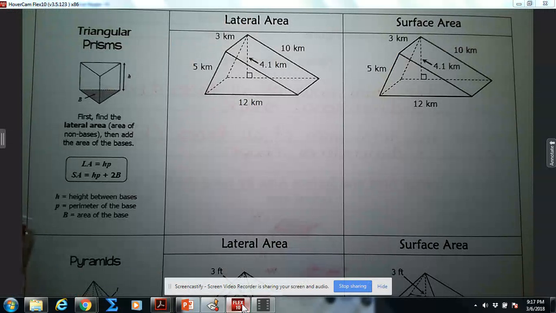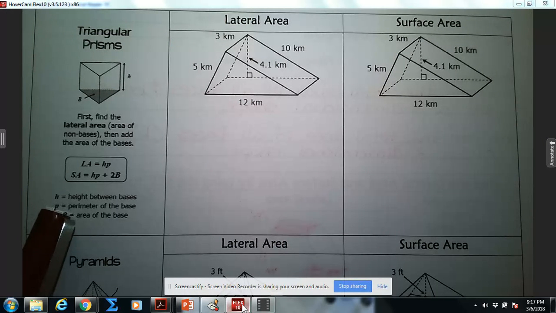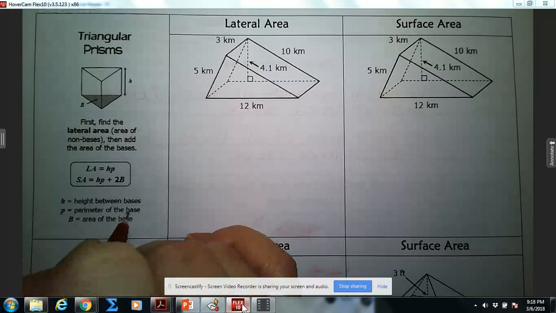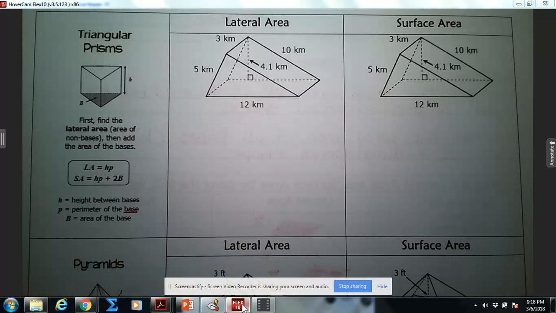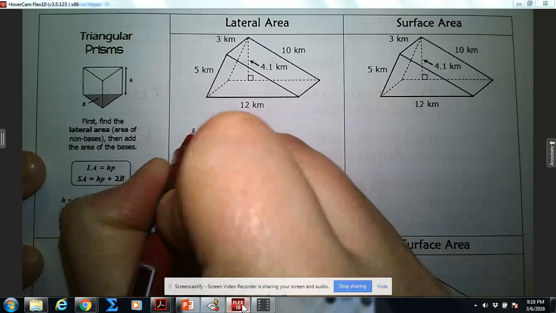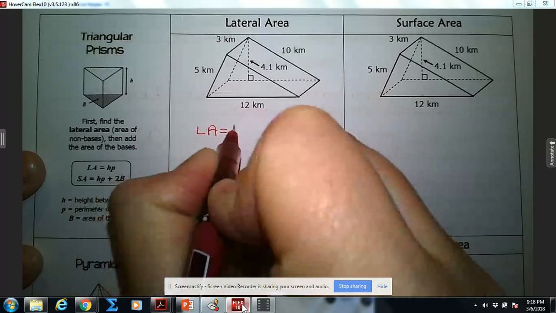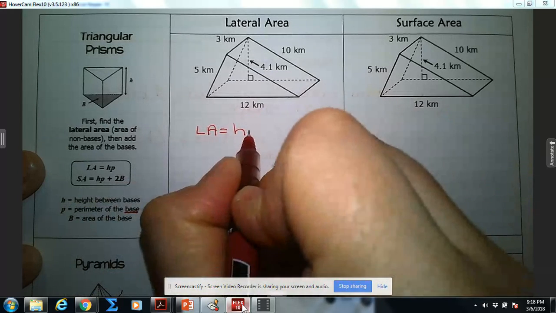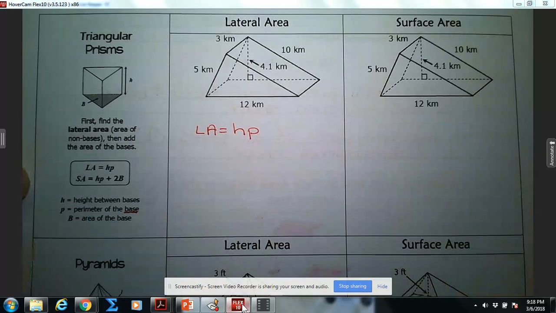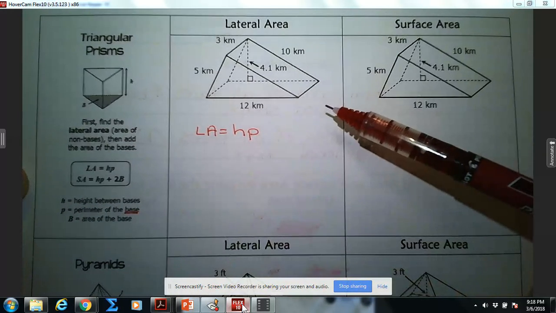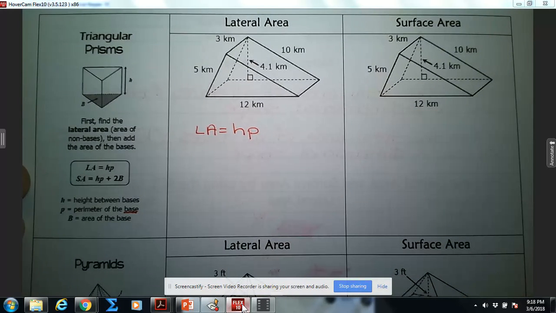So I've written down our two formulas over here. Lateral area is HP, where H is the height between the bases, and P is the perimeter of the base, the perimeter of just the base. Okay, so let's check that out. Lateral area is the height between the bases times the perimeter of the base. So we really need to define what the base is in this shape.